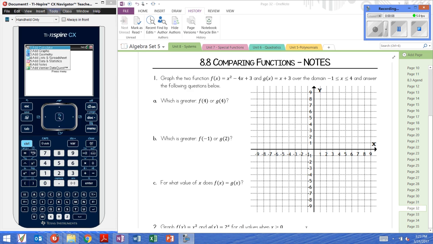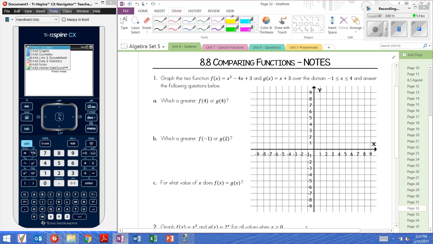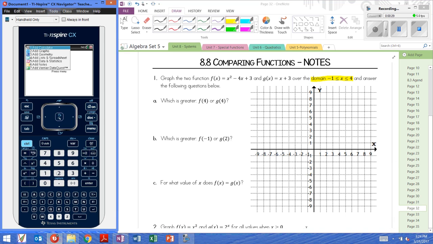Looking at question number 1, we need to graph two functions, f of x and g of x, over the domain. So let's not forget about this piece here because that's pretty important. A lot of people just want to throw arrows on the ends of functions, and in this case we will not do that. We have two closed points. Then it says answer the following questions below. All right, well, let's get to it.